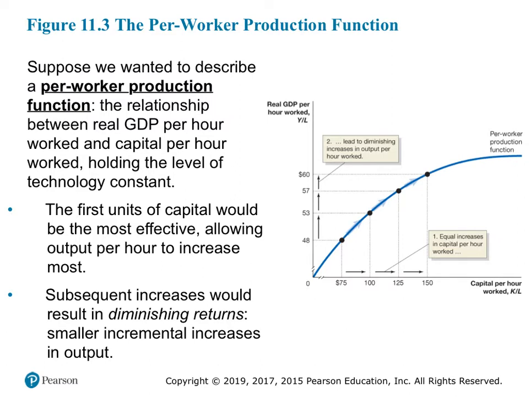So we see here the per worker production function. On the vertical axis is the real GDP per hour worked. It's denoted as Y divided by L, so it's GDP output divided by labor. And then on the horizontal axis, we have capital per hour worked, so K divided by L. And what we see here is that it slopes upward, and then the curve starts to flatten a little.